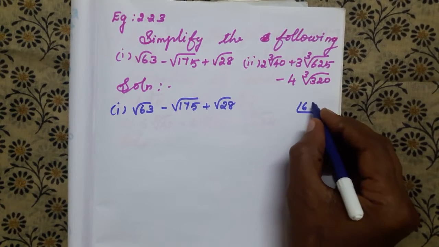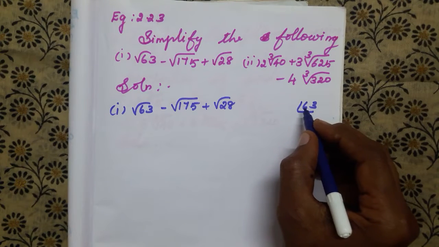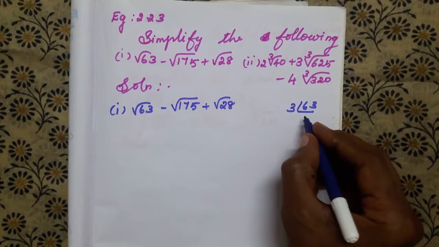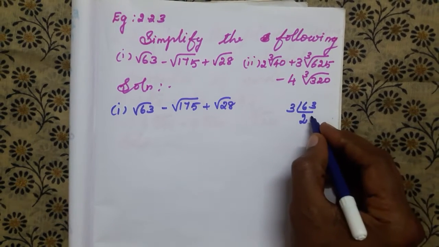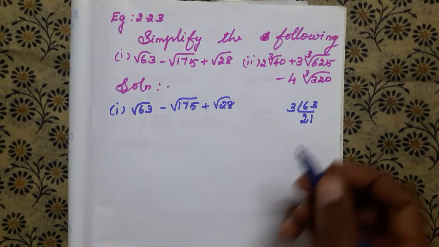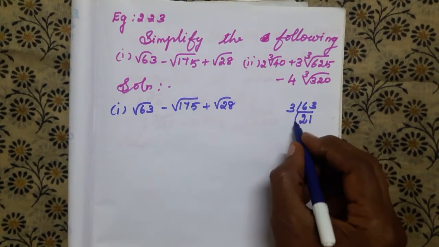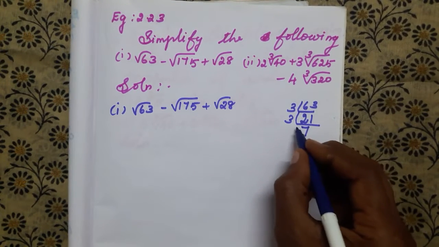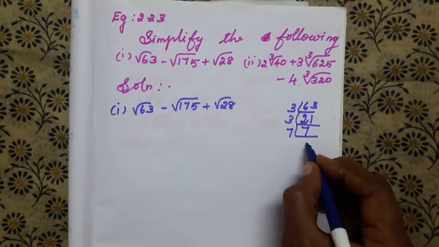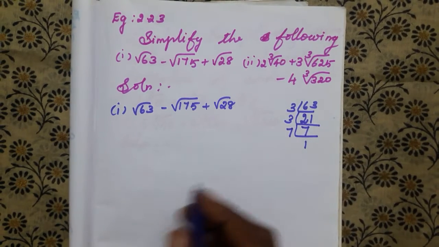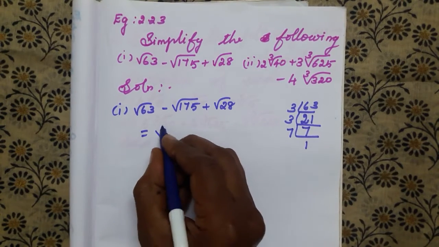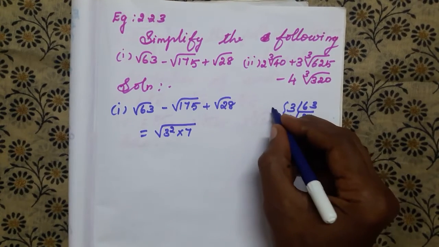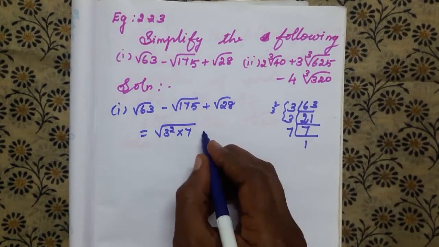When we are factorizing 63, which table can we factorize 63 with? Yes, 3 table. 2 3s are 6, 1 3 is 3. Next again we can factorize with 3 table, 7 3s are 21. Now this is also a prime number, so we can factorize with 7 table. 1 7 is 7. So we can write this as 3 square into 7.